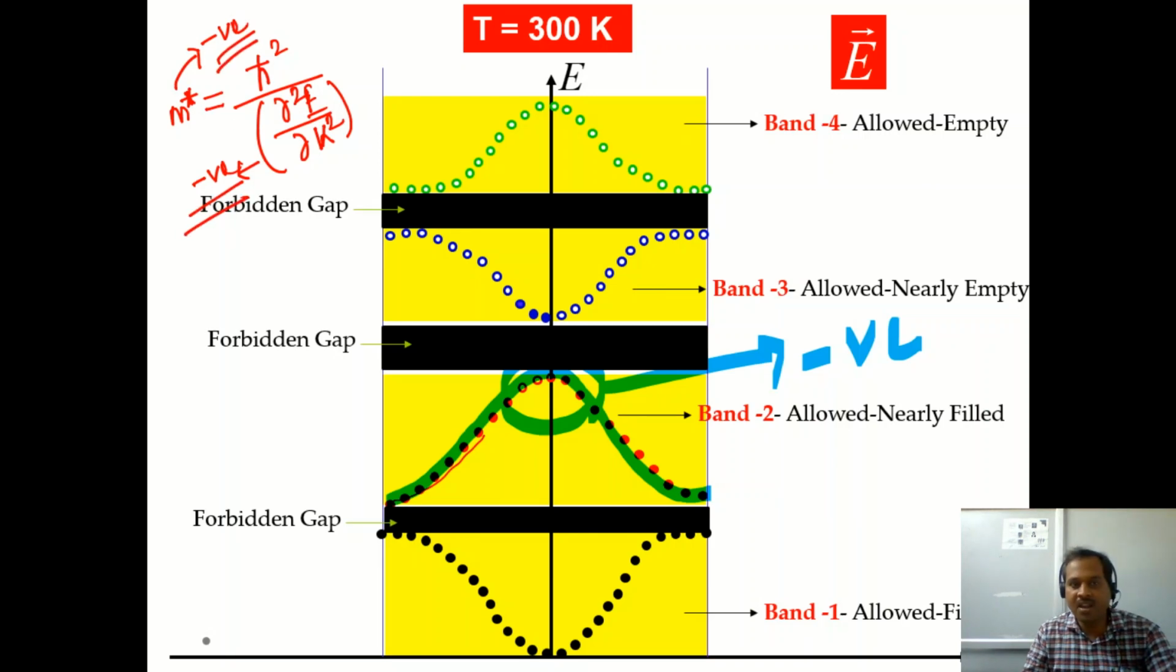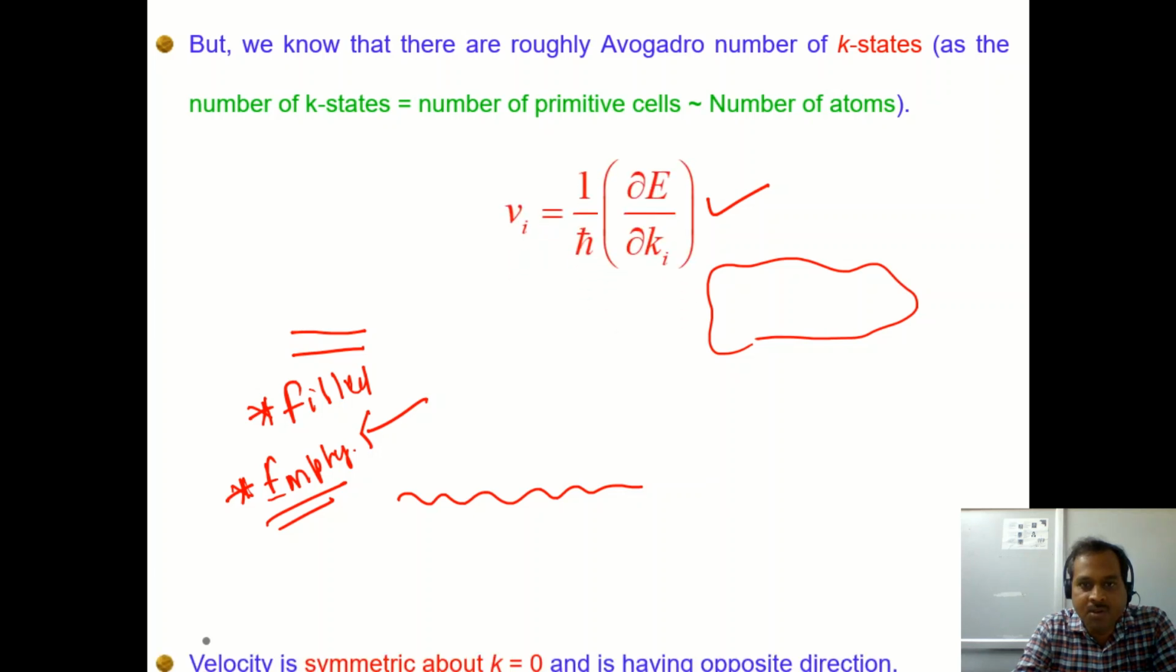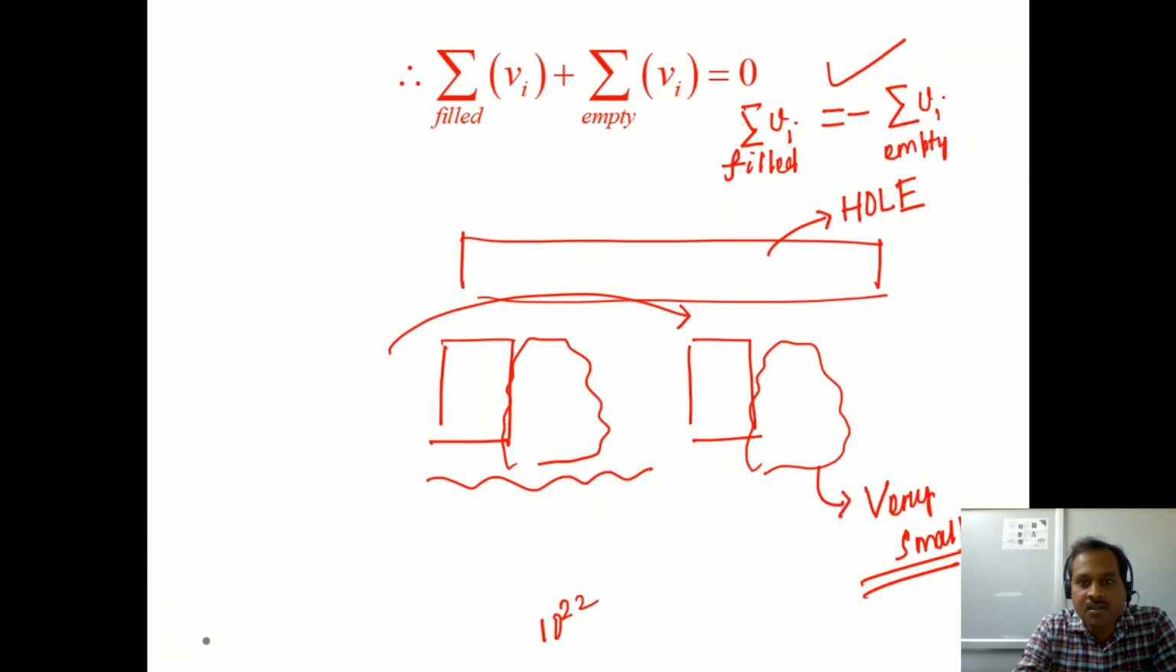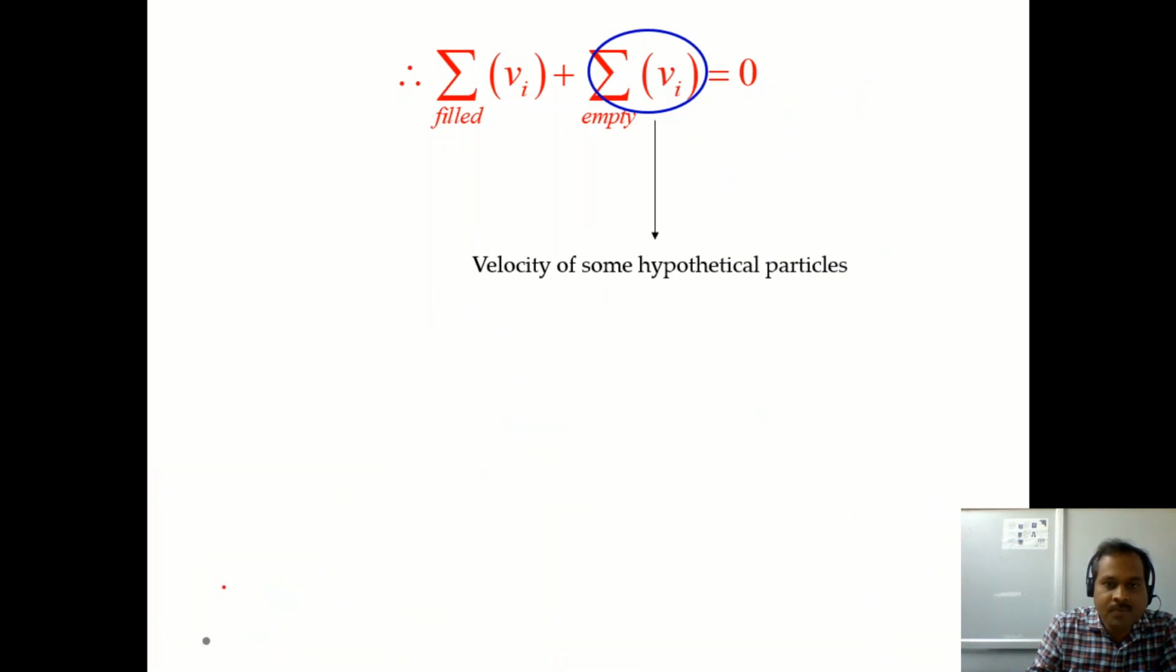And this new particle having a positive charge and negative effective mass is called as the holes. And these holes are responsible for the conduction in the insulators and semiconductors. With this small idea, we can distinguish between the metals, insulators and semiconductors.